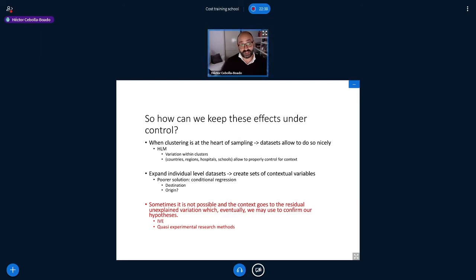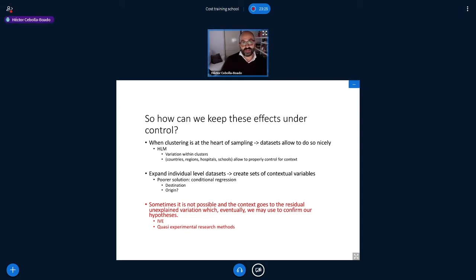Alternatively, sometimes we have to expand our individual-level data sets, creating contextual variables, or variables at the aggregate level, that will help us to model the effect of context. We may not have a clear-cut way of identifying individuals in different contexts, but we can nonetheless do part of the job by looking at artificially built contextual variables that we can use to then make claims conditional on these controls about context.